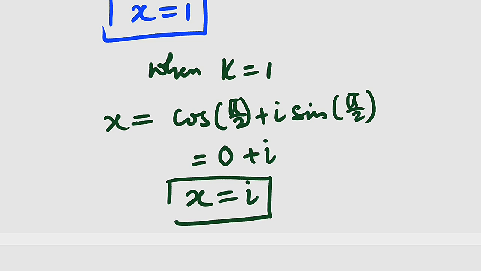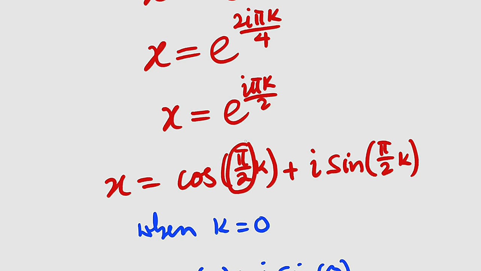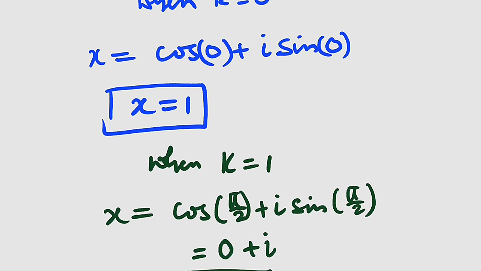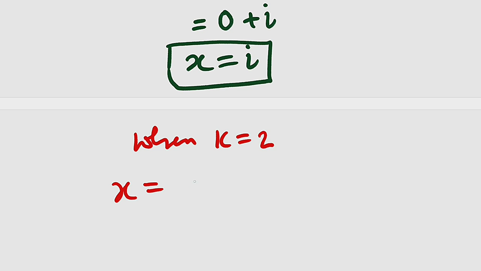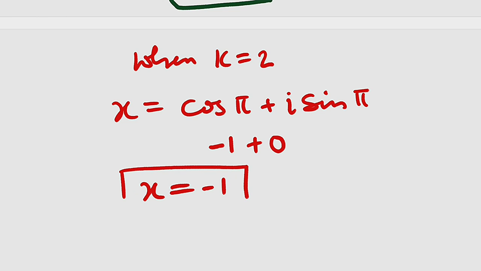Second solution. Third solution, when k is equal to 2, the moment you multiply this by 2, it becomes pi. So we have x equal to cosine of pi plus i sine of pi. And what is cosine of pi? It is equal to -1, and sine of pi is 0. So 0 times i is 0. So x equals -1. Third solution.